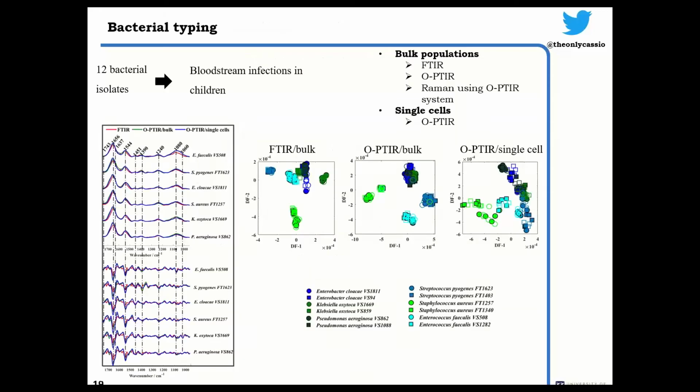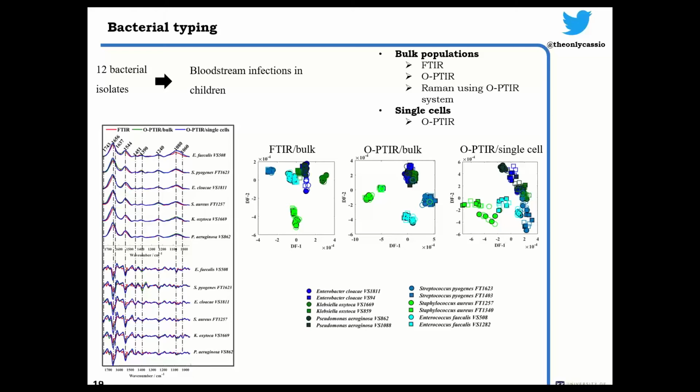Last but not least, we use OPTIR spectroscopy for bacterial typing. In this study, we used 12 bacterial isolates. These samples were collected from children with bloodstream infections, so sepsis. And we used FTIR, OPTIR, and Raman from bulk populations and OPTIR spectroscopy to analyze single cells.